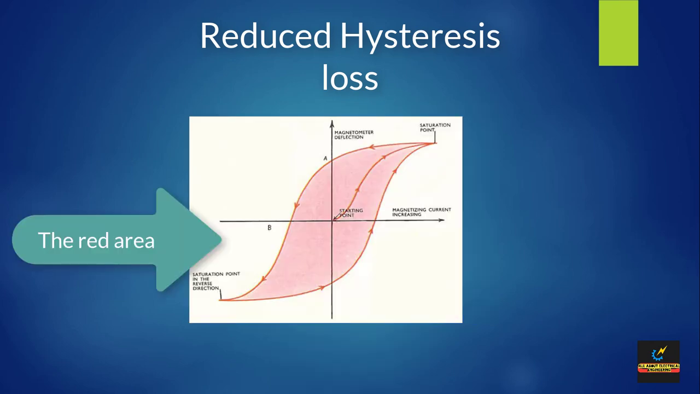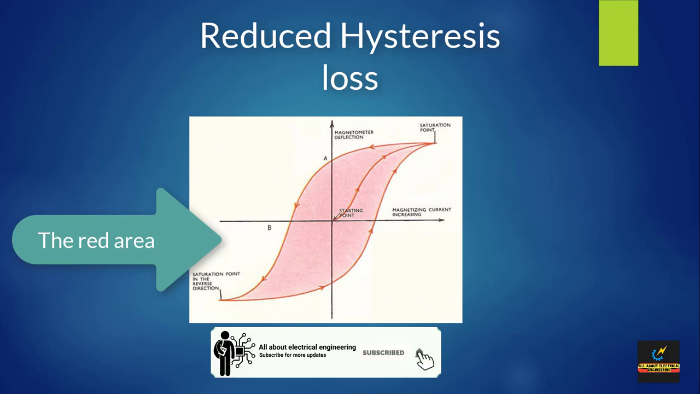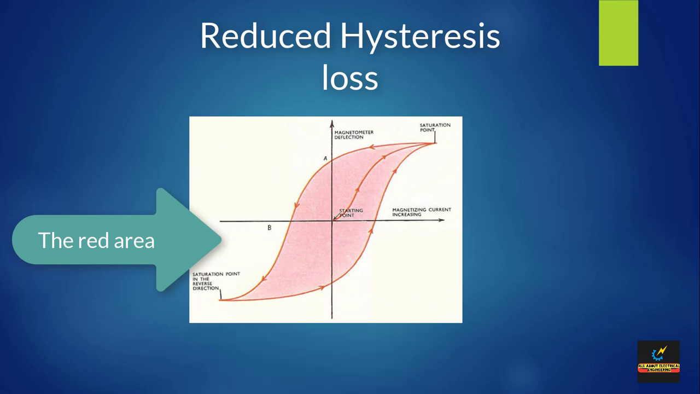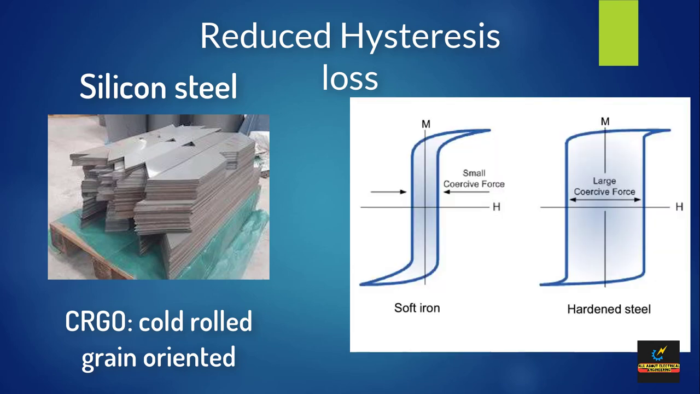The hysteresis loss taking place in the transformer is directly proportional to the area of the hysteresis loop of the material which is used for manufacturing the transformer core. Hence, hysteresis loss can be reduced by using a material having the least hysteresis loop area. Hence, silicon steel is used for manufacturing the transformer core as it has a very small hysteresis loop area.